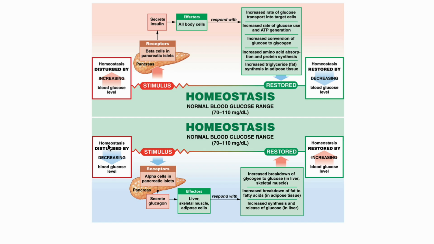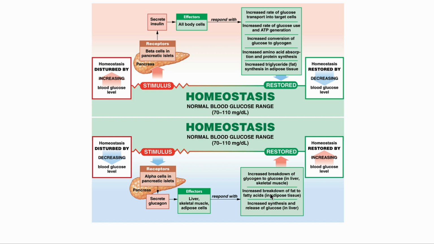Now, we can also have the opposite issue, right? Our blood sugar or blood glucose levels could get too low. If they do, that will stimulate alpha cells in the pancreas to secrete glucagon. The glucagon mostly impacts liver, skeletal muscle, and adipose cells. And how those cells will respond is by increasing the breakdown of all the glycogen that was made previously back into glucose and putting it out into the blood supply for cells.